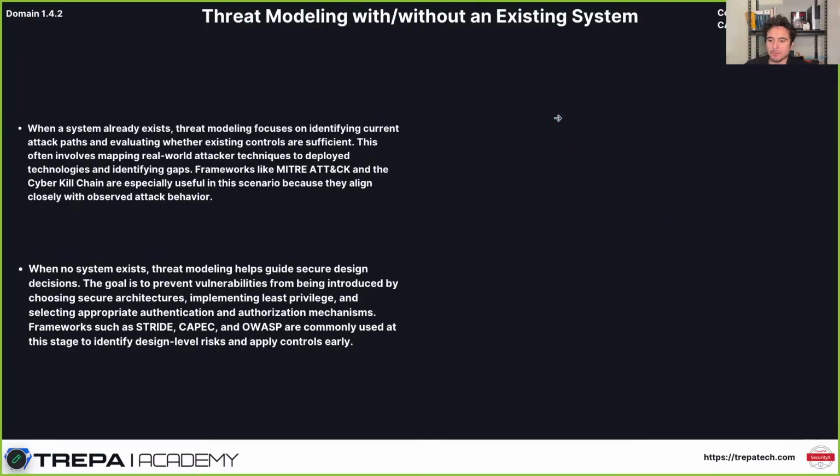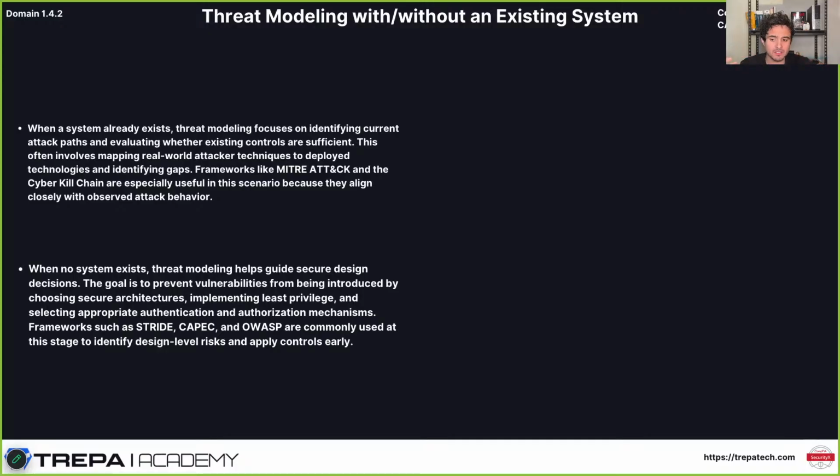Okay, now let's go over a couple different high-level things when it comes to threat modeling. So threat modeling with and without an existing system. So when a system already exists, threat modeling focuses on identifying current attack paths and evaluating whether existing controls are sufficient. So what we're saying here is let's say we already have some sort of defense in depth approach. We already have cybersecurity systems in place for our enterprise. We do threat modeling a little different. We say, hey, here's what we have. Let's try to match that with these frameworks, to match that to an APT, to match that to TTPs, to match that to where we can stop an attack from happening, okay?